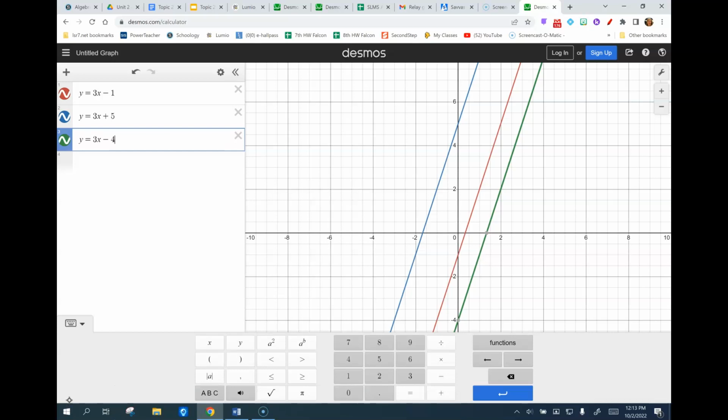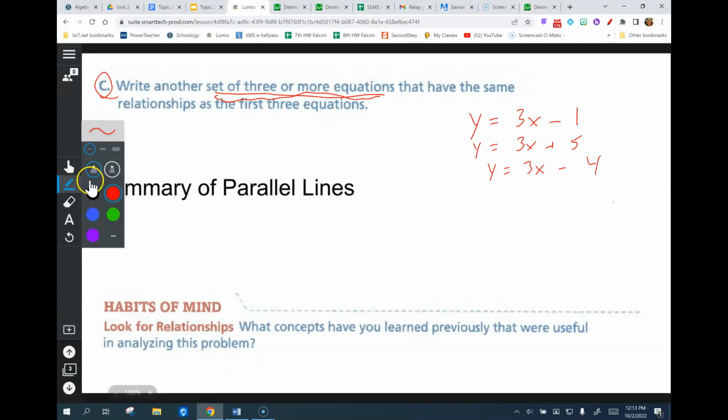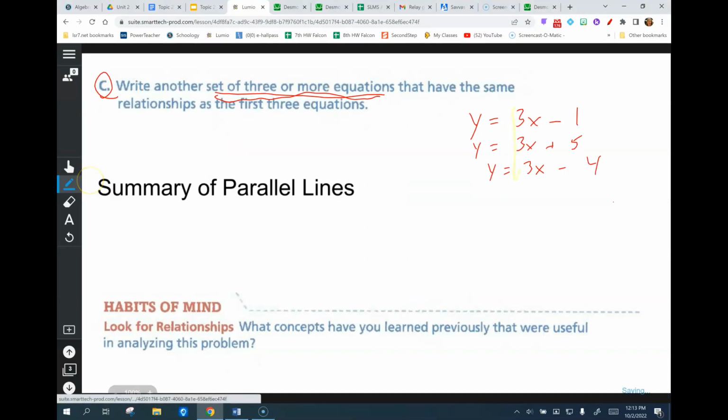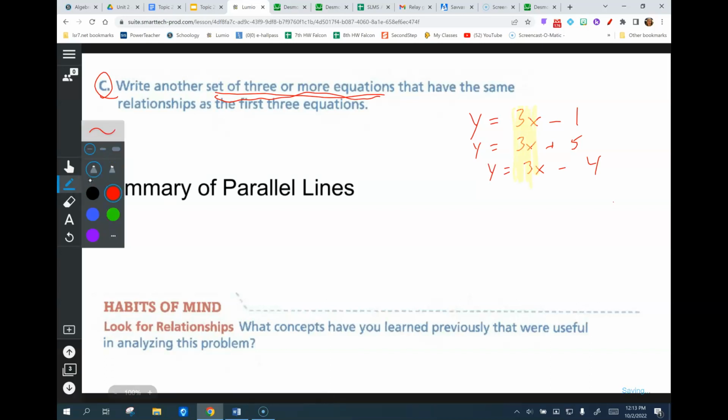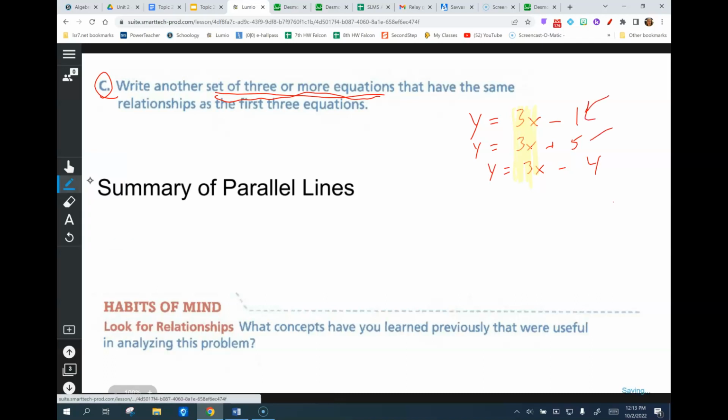But what do you notice about these? Yes, exactly. And what did I notice about these? My slopes are all the same. Now, if you look at your y-intercepts, they can be whatever they please. It's the slopes that matter.